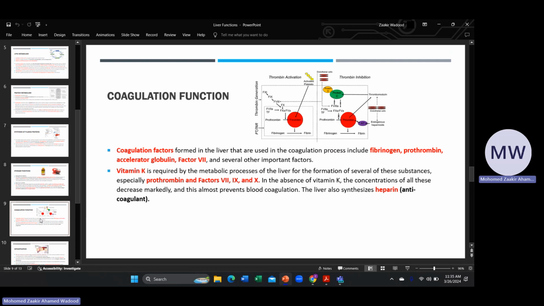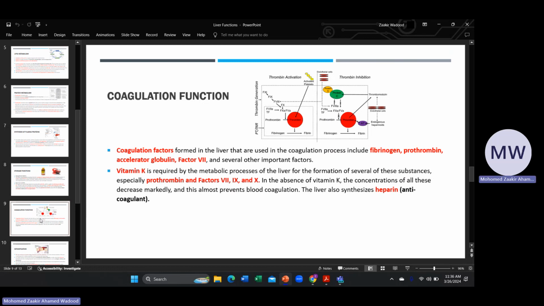The liver is also very important in synthesizing a potent anticoagulant known as heparin. And among many other proteins that it produces, the coagulation function and the production of coagulation proteins supersedes quite a lot of the other functions because it is very important in actually preventing bleeding and clotting.